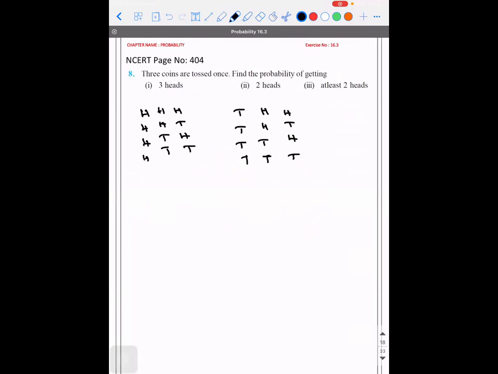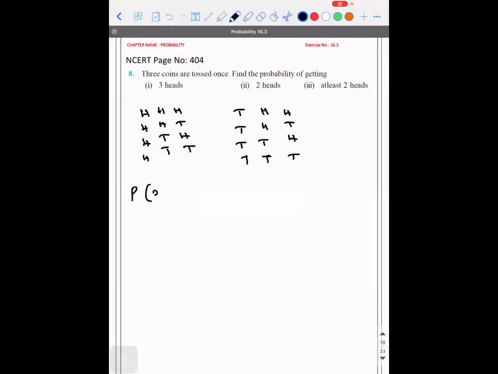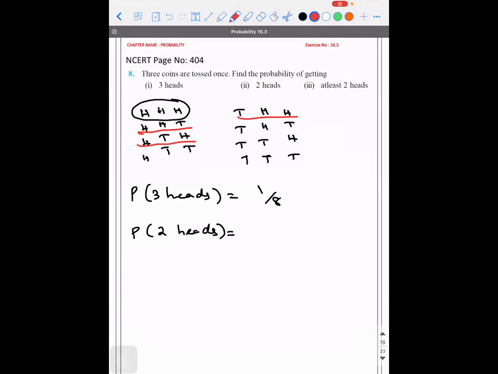So 3 coins are tossed. Find the probability of getting 3 heads. It is occurring 1 time out of 8 times, so 1 by 8. Yes. Probability of 2 heads: 3 out of 8. It is 3 by 8.